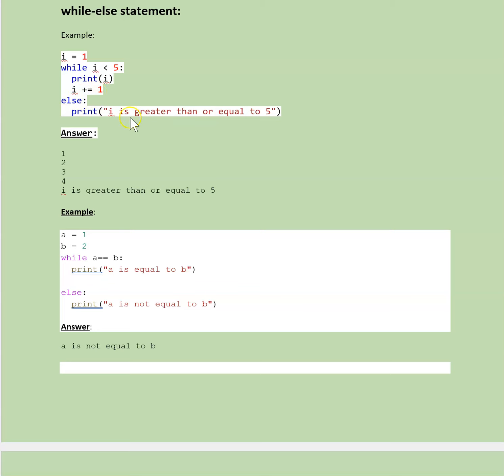Else print I is greater than or equal to 5. Add 1 to I, it is 2. So 2 is less than 5, so it will print. And I then has the value 2. 2 is less than 5. Print I. 2 print වෙනවා.